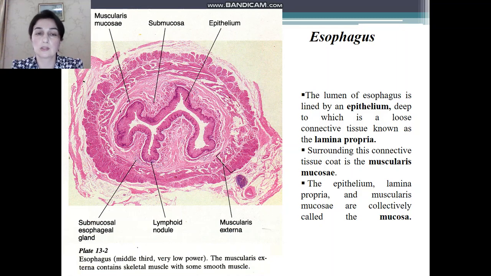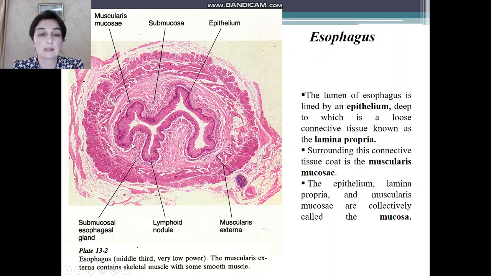Where the esophagus continues into the stomach, we have the cardiac glands of the esophagus. They produce mucus. They are simple tubular glands. Beneath the lamina propria, we have the muscularis mucosa, which is composed of one layer of smooth muscle cells. Then the submucosa, which is dense irregular connective tissue, and here we will see the submucosal esophageal glands.